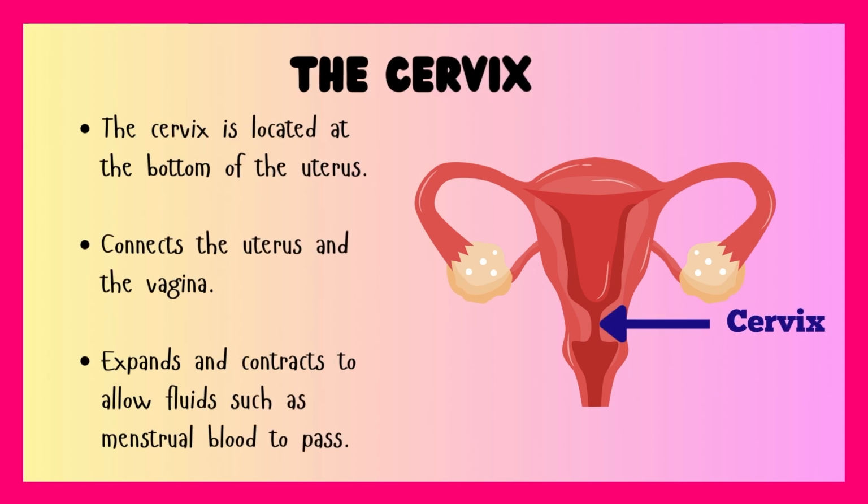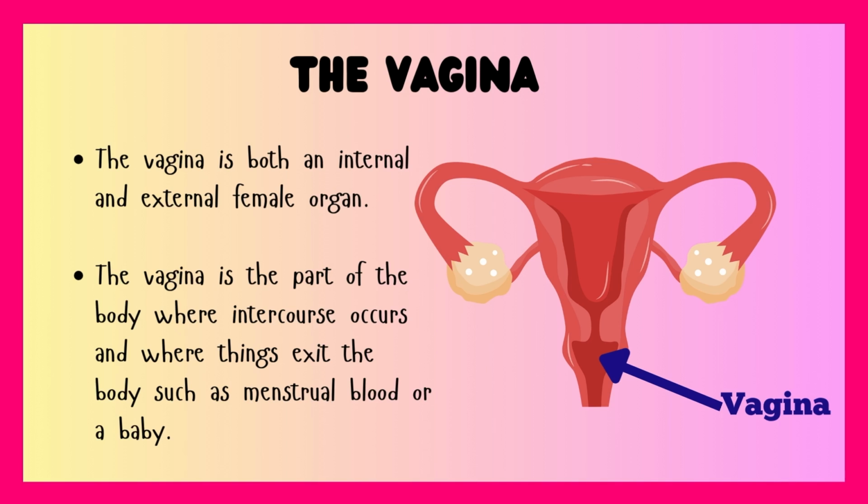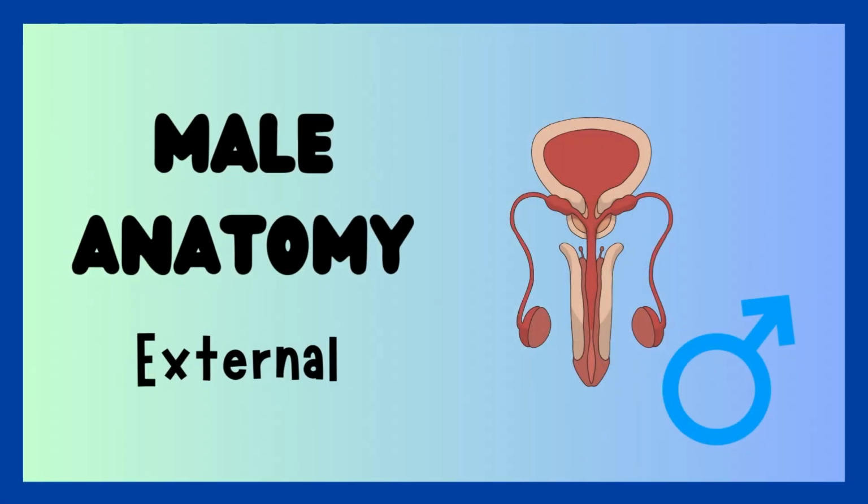The cervix is located at the bottom of the uterus. The cervix connects the uterus and the vagina. The cervix expands and contracts to allow fluids such as menstrual blood to leave the body. The vagina is both an internal and external female organ. The vagina is the part of the body where intercourse occurs and where things exit the body such as menstrual blood and a baby. Now we are going to discuss male external anatomy.